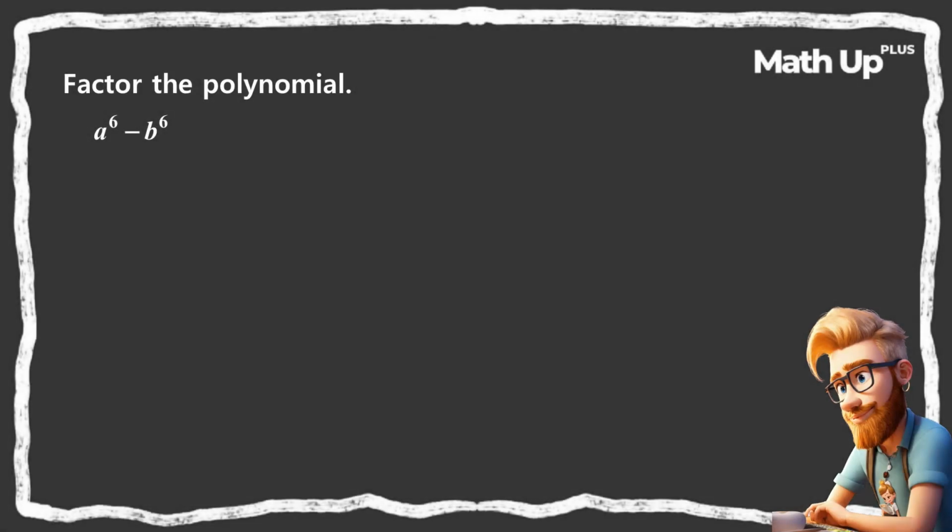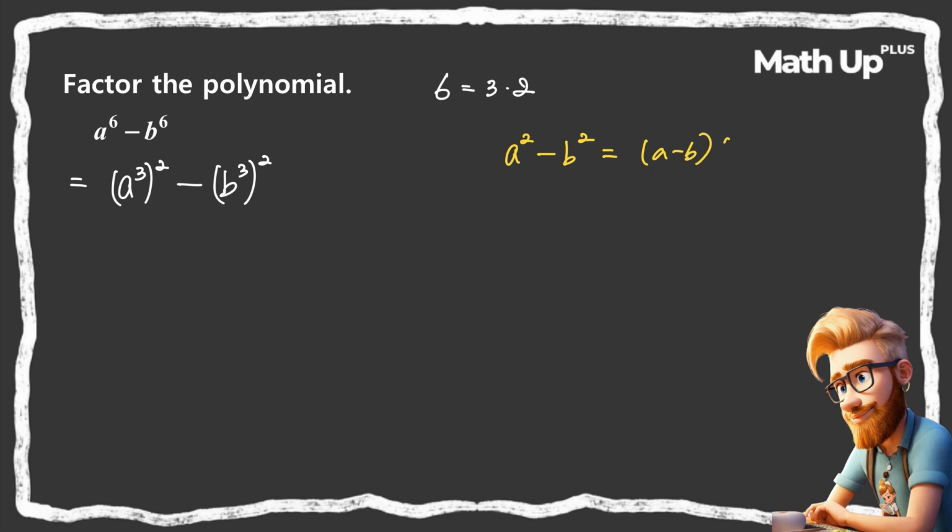The question is to factor the polynomial. We have a polynomial a to the 6 minus b to the 6, right? Since 6 can be written as 3 times 2, this expression can be written as a cubed squared minus b cubed squared, right? So using this formula right here, a squared minus b squared is equal to a minus b, a plus b.